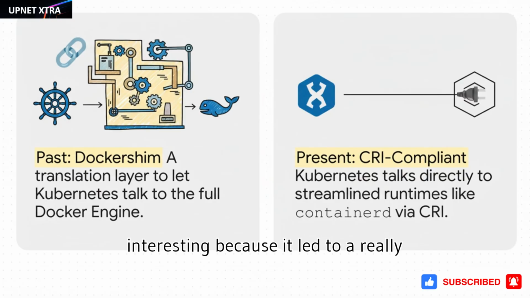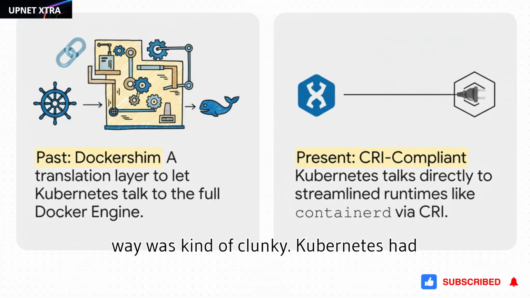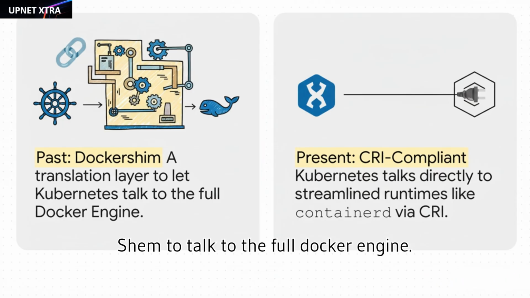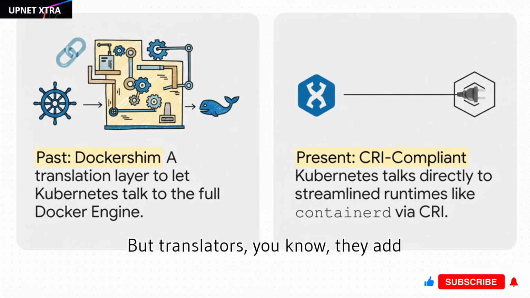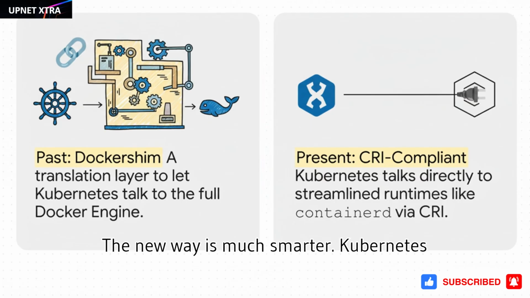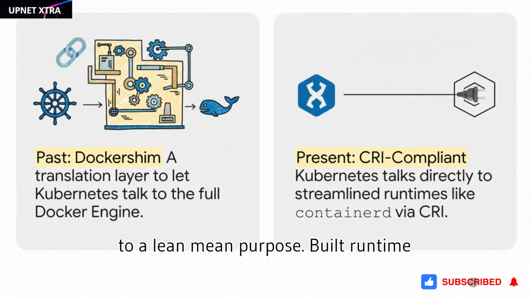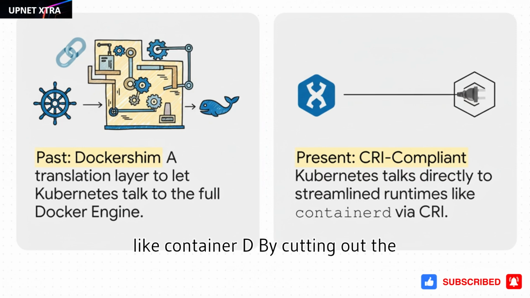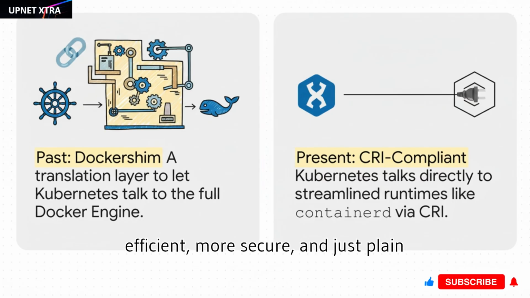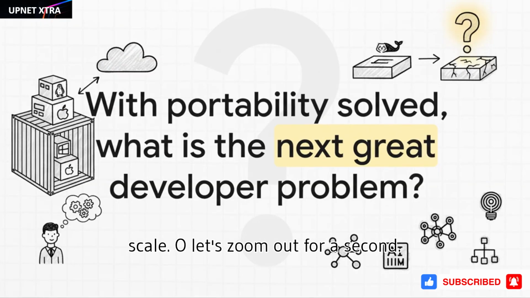And this is super interesting because it led to a really big shift in how things work. The old way was kind of clunky. Kubernetes had this built-in translator called Dockershim to talk to the full Docker engine. But translators, they add overhead and can slow things down. So the new way is much smarter. Kubernetes uses that CRI standard to talk directly to a lean, mean, purpose-built runtime like containerd. By cutting out the middleman, the whole system got more efficient, more secure, and just plain better at running containers at a massive scale.